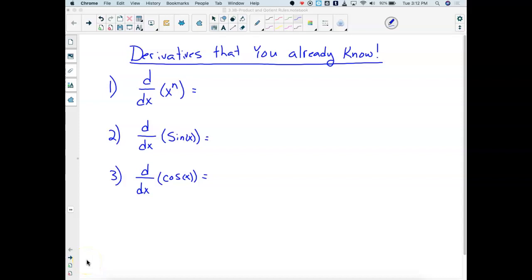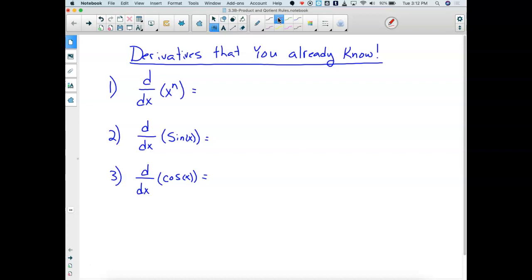Before we start 3.3, our product and quotient rules, we're only doing the product rule today to try to conserve some time. Here are some derivatives you've already learned. These are properties of derivatives you already know. Over the next week or so, you will be learning lots of derivatives. You need to memorize these now, and as they come, continually memorize them because you do not get cheat sheets on any tests for your derivatives.